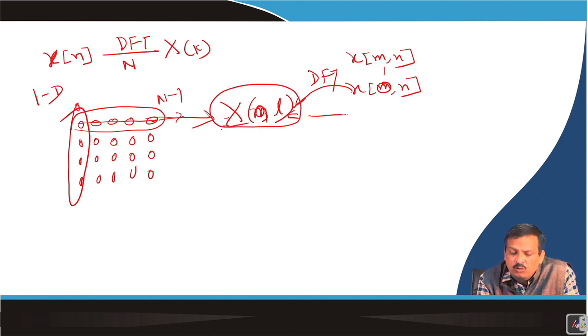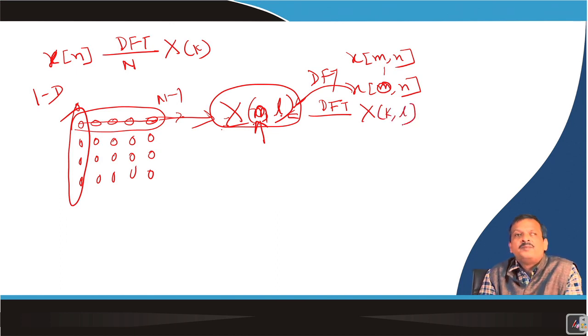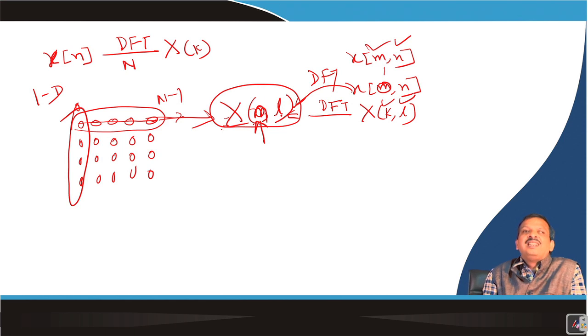Then I do it m wise: for every L I do the frequency transform. So I take again a one dimensional DFT for every m, then I get x of k and L. Since the spatial domain signal has two directions, my frequency domain signal also has two directions, k and L. It is also a matrix.